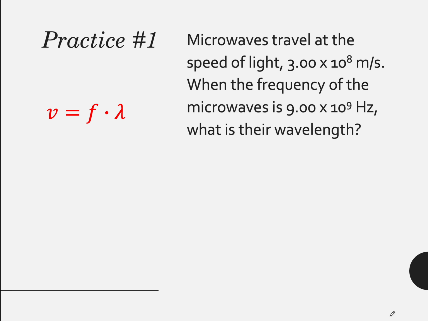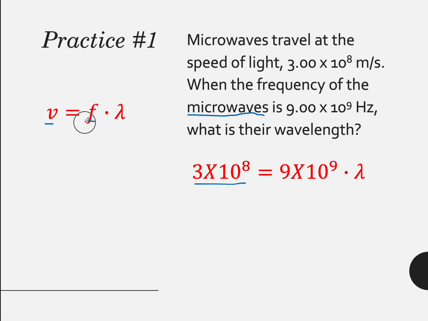How do we solve this one? We're just going to plug in the numbers. Microwaves are electromagnetic waves, and we're told the velocity. So their velocity over here is the speed of light. And we're told that the frequency is 9 times 10 to the 9th. So we'll plug that in here. Solving for the wavelength, we get that they're about 3.3 centimeters in size. So reasonably sized waves. You just can't see them, but they're there.